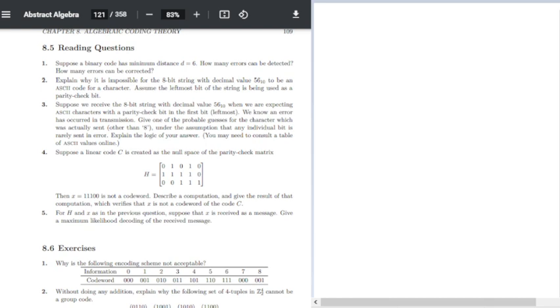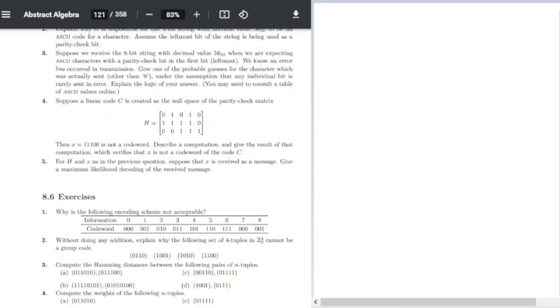Suppose we receive the 8-bit string with decimal value 56 when we are expecting an ASCII character with a parity check bit in the first bit. We know an error occurred in transmission. Give one of the probable guesses for which character was actually sent other than 8, under the assumption that any individual bit is rarely sent as an error. Explain the logic in your answer. You mean to consult a table of ASCII values online? Then I'm too lazy for that.